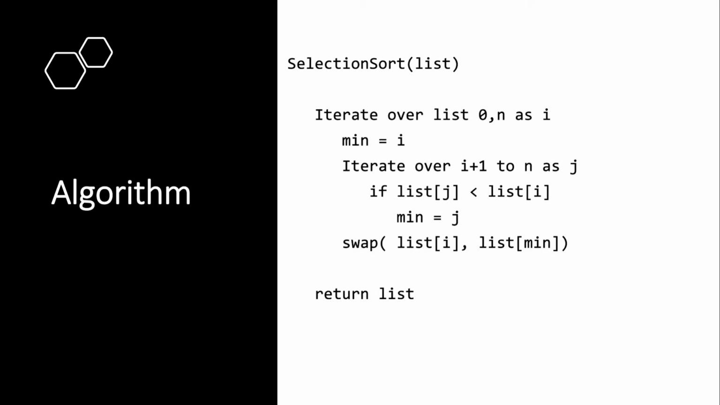So the first element of the outer loop is swapped with the minimum element that we found in the inner loop. And then we keep doing this until we exhaust the counter. And at the end of the outer loop, we would have a sorted list.